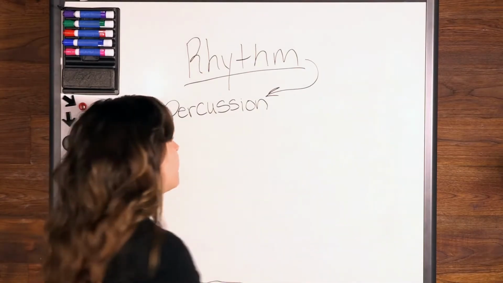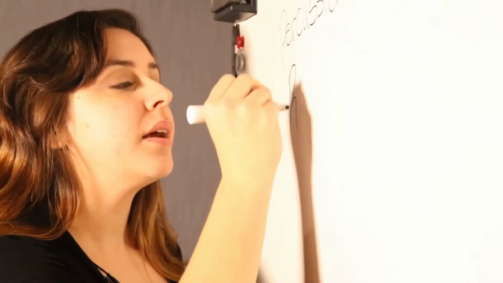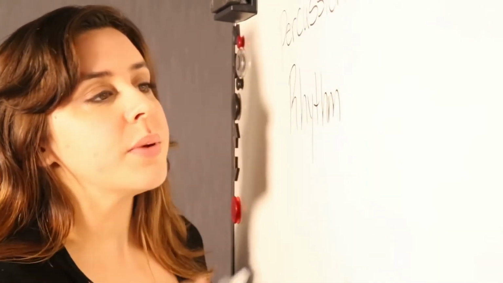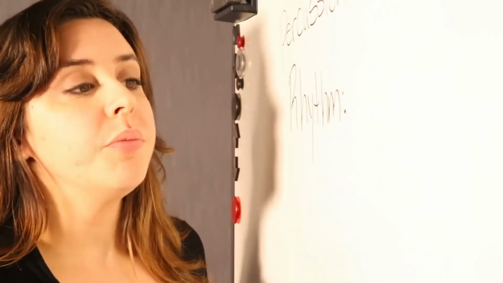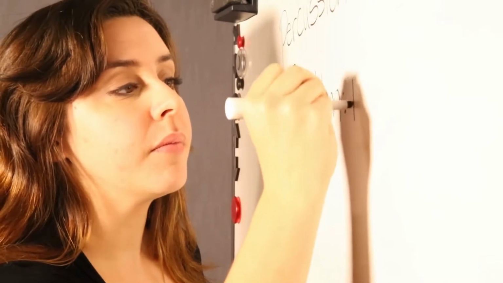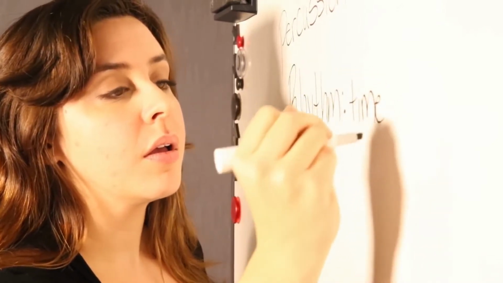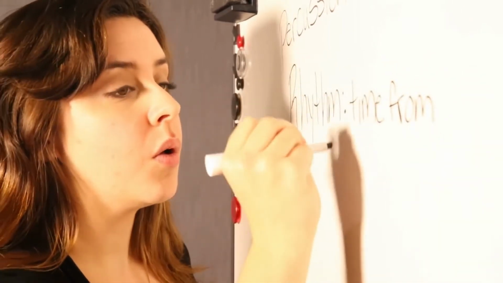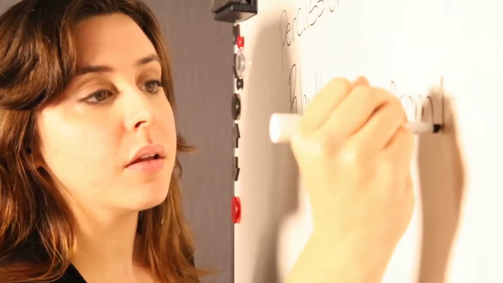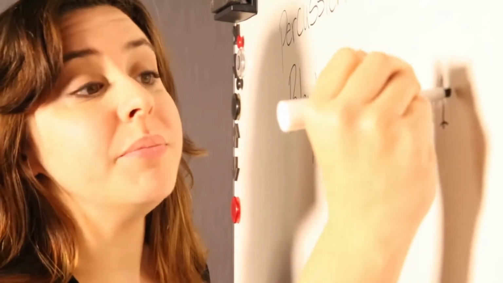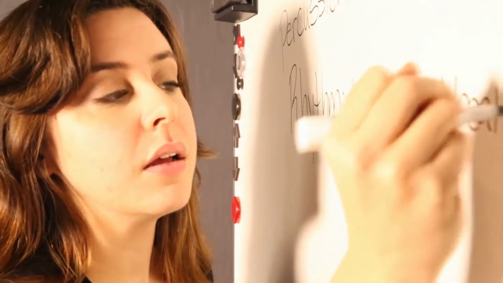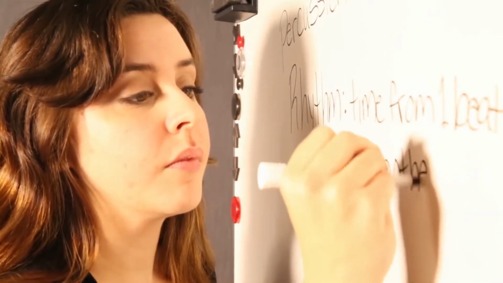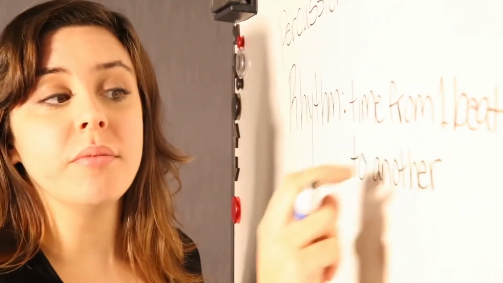What is rhythm exactly? Rhythm, the best way I can think to describe rhythm would be the amount of time that it takes to go from one note, one beat, to another. It's the time that it takes from one beat to another.